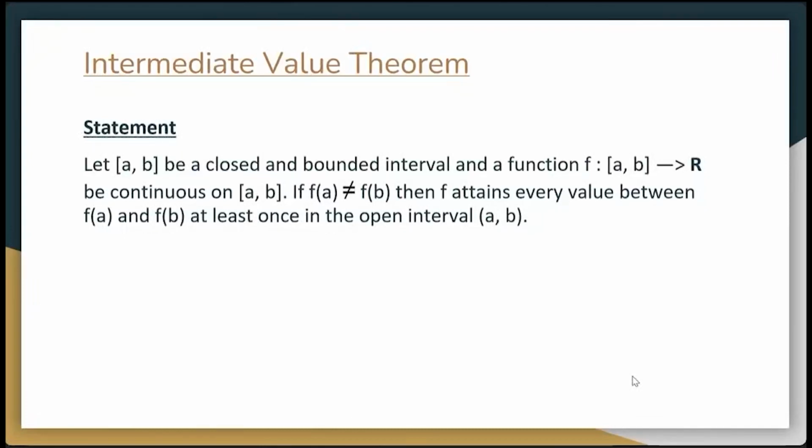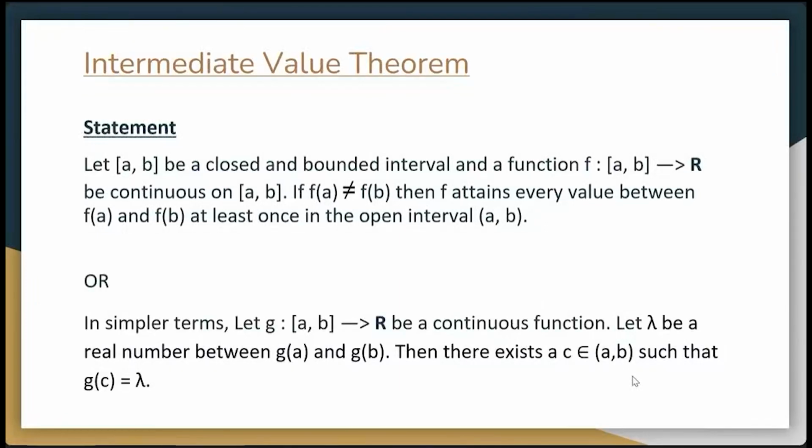Let me explain it in simpler terms. We have a function from the closed interval [a, b] to R. The values of the function at the endpoints are g(a) and g(b), and if the function is continuous, then any value between g(a) and g(b) will have a pre-image in the closed interval [a, b]. Let g be a continuous function from the closed interval [a, b] to R. Let lambda be a real number between g(a) and g(b). Then there exists a c belonging to [a, b] such that g(c) equals lambda.